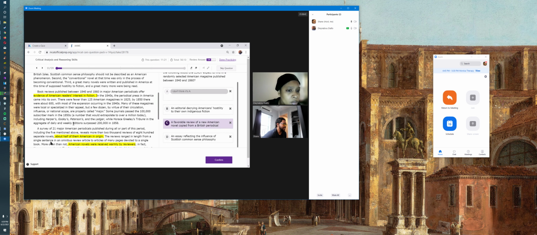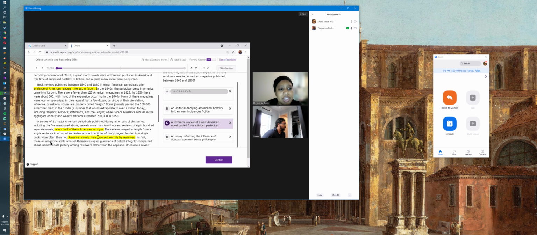An essay reflecting the influence of Scottish common sense philosophy. That's not an American phenomenon. The conventional novel at that time was only a process. Okay, great. Many novels. It only says about half of them are American in origin.